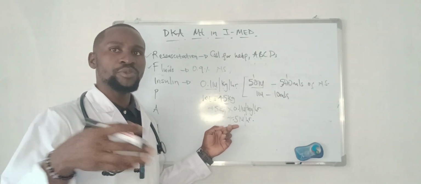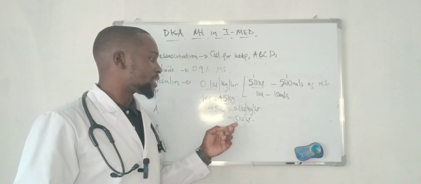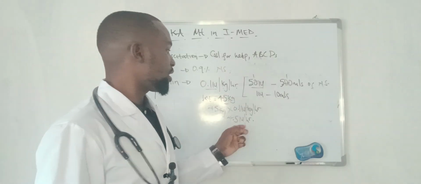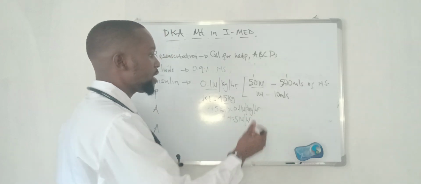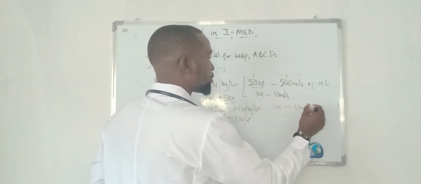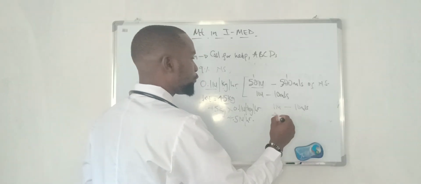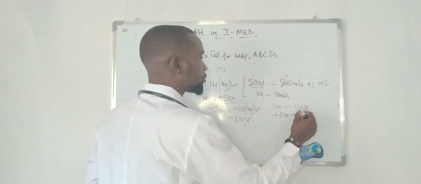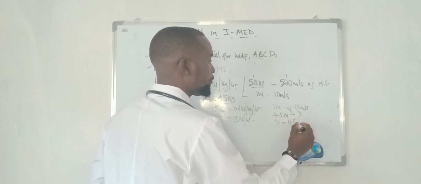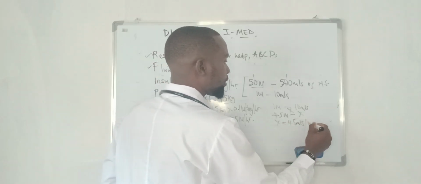So you need to know how many mLs am I going to give per hour so that I come up with 4.5 international units per hour. So how do you convert these international units to mLs? You already have this: 1 international unit is equal to 10 mLs. Then 4.5 international units is going to be x. So you multiply, and your x is going to be 45 mLs per hour.